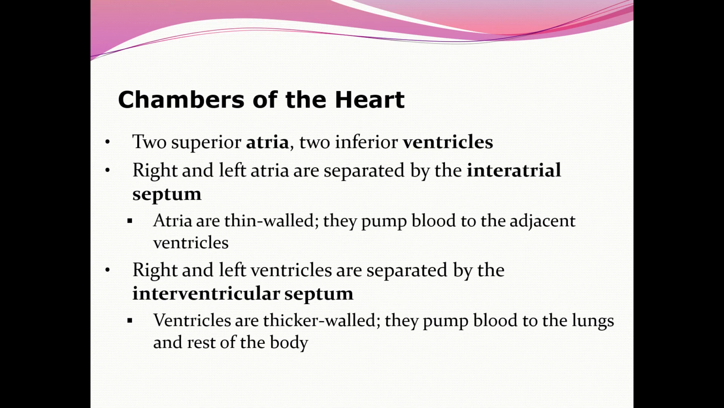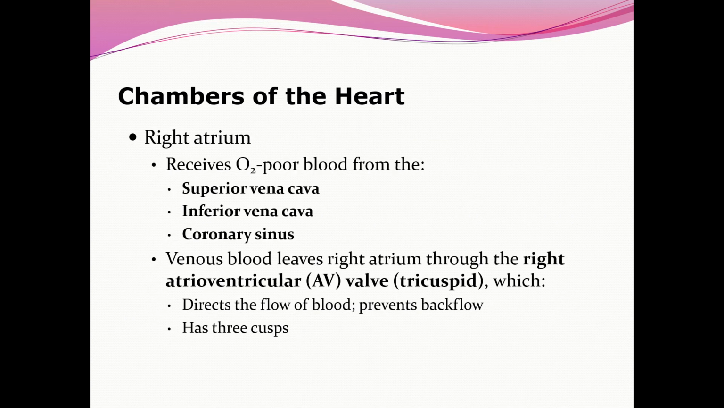Ventricles are thicker-walled, and they pump blood to the lungs and the rest of the body. These septa help to separate the oxygen-poor blood from the oxygen-rich blood. Let's look at each chamber in more detail.